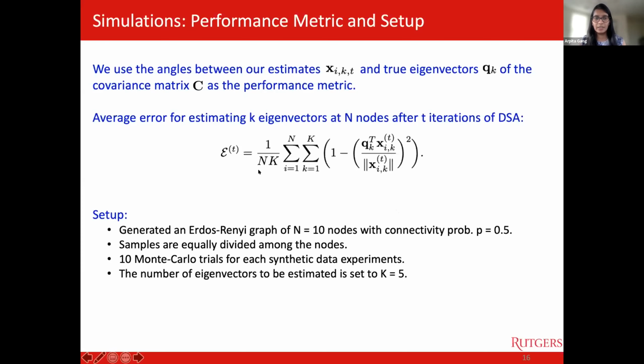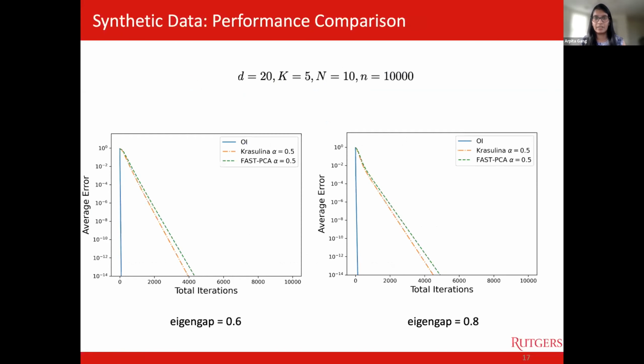For the setup, I simulated a small Erdős-Rényi graph of 10 nodes with a connectivity factor of 0.5, which means that there's 0.5 probability that each node will be connected to every other node. Whatever number of samples I generated, I divided equally amongst the nodes, although that's not a constraint; it can be uneven also. For each experiment, I did 10 Monte Carlo trials because it was synthetic data, and the number of eigenvectors to be estimated I set to 5.